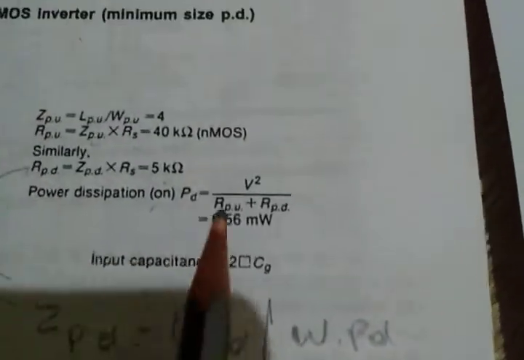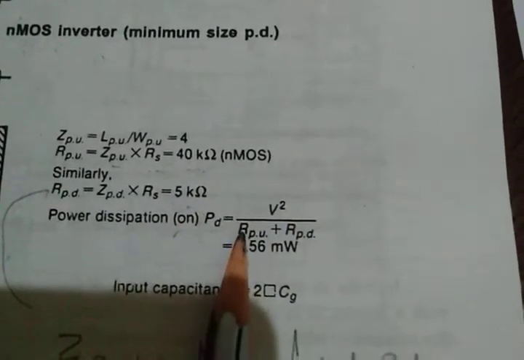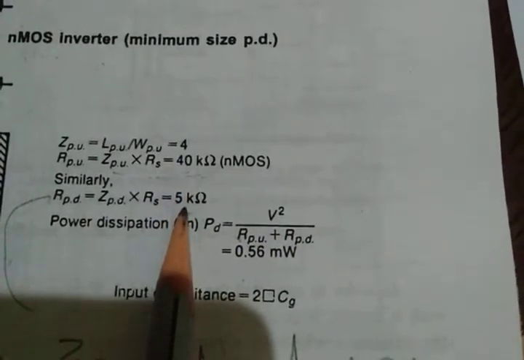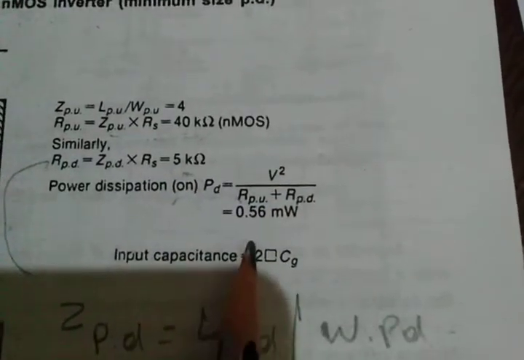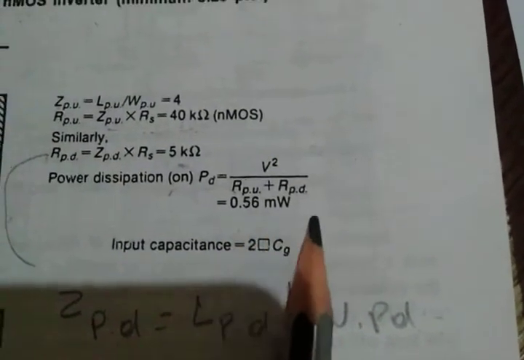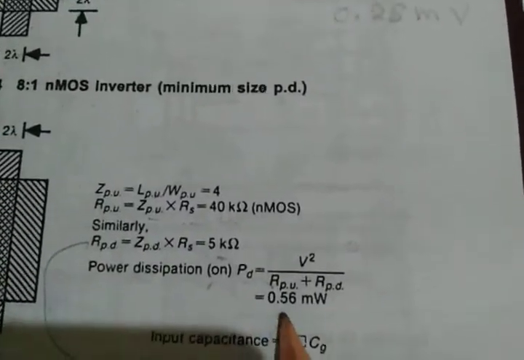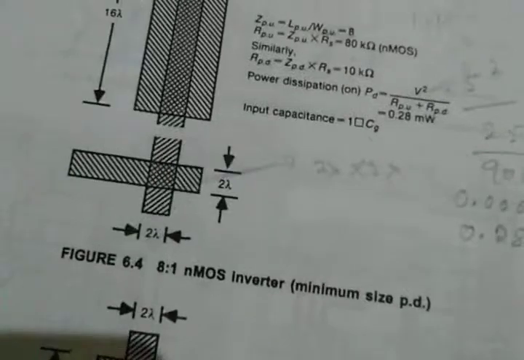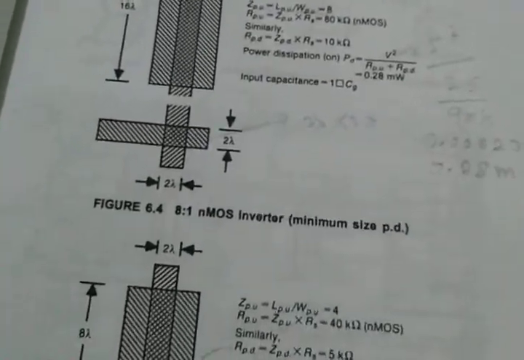Okay, so now the power dissipation P is equal to V squared divided by this one. How much did you get here? 40 plus 5 is 45. So 25 divided by 45, approximately you will get some 0.5 milliwatts. So see the power dissipation here is 0.56 for the 4:1, but here the power dissipation is 0.28. Okay, so because of the power dissipation we are choosing different values.